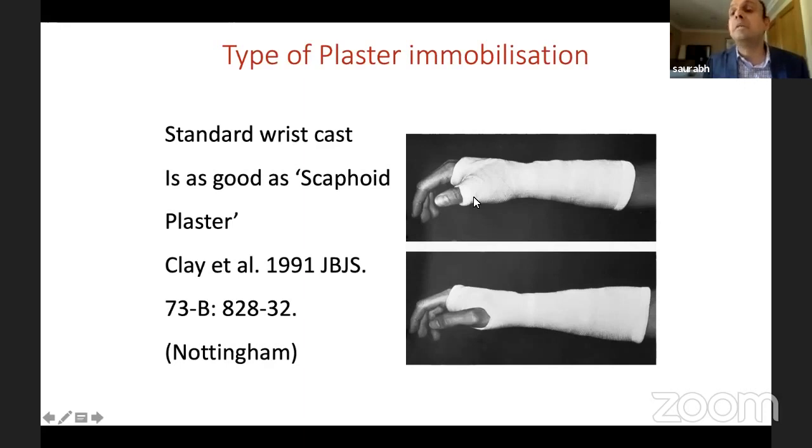Of course, for some reason, in a proximal pole, if you manage it non-operatively, remember all proximal poles should be treated surgically, but let's say patient doesn't want it or has medical issues, then yes, you can give a scaphoid cast. Otherwise, there's no role of scaphoid cast.